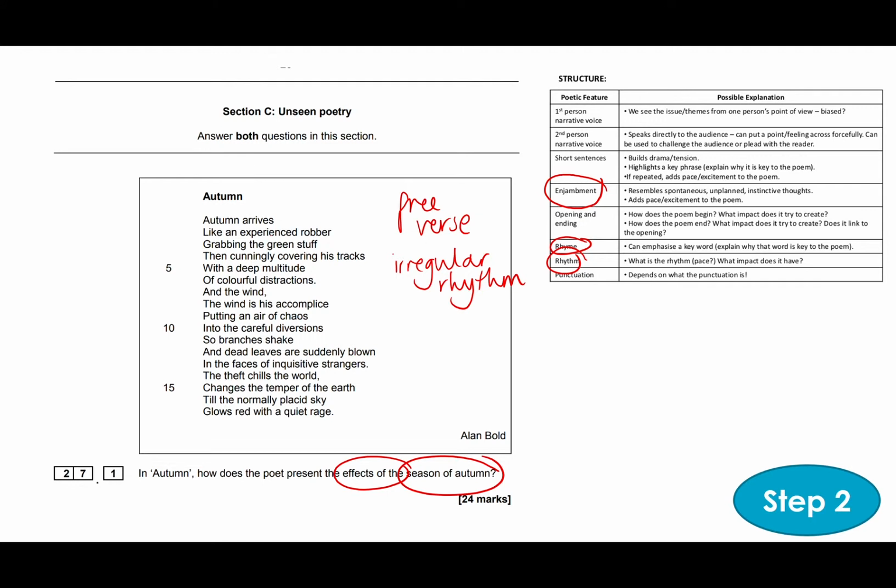Autumn arrives like an experienced robber, grab it. Yeah, I can see there's lots of enjambment in this poem. And actually taking a look, I can see a full stop there, full stop here, and a full stop. I can only see 3 full stops. So actually this is quite a free poem.